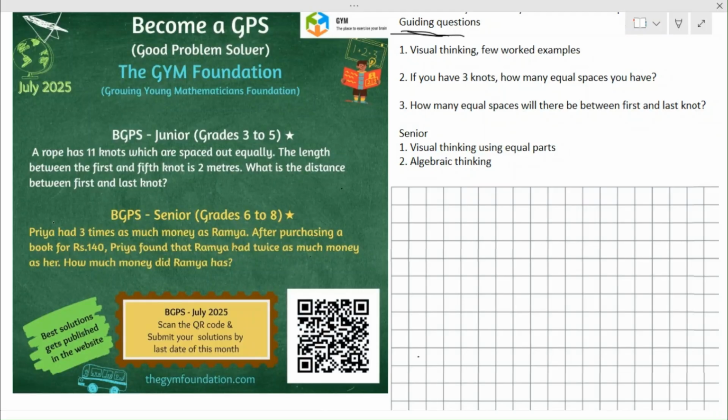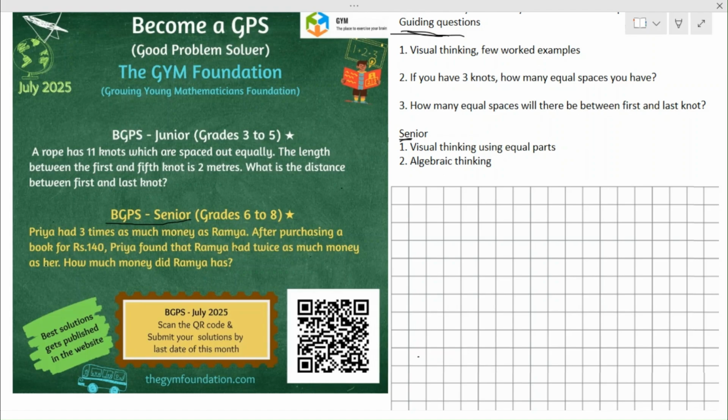In this video, we will see the solution for BGPS Senior for grade 6 to 8 that has been published in July 2025. So, we'll apply the OPO technique for solving this problem. And earlier, I have shared some guiding questions for you to apply visual thinking using equal parts or algebraic thinking for solving this. Now, let's see how we do it systematically using the OPO technique.